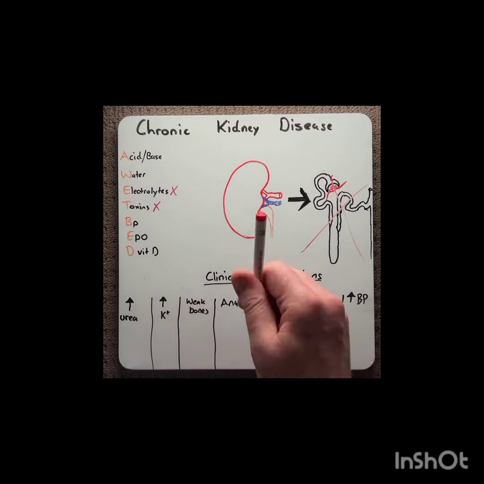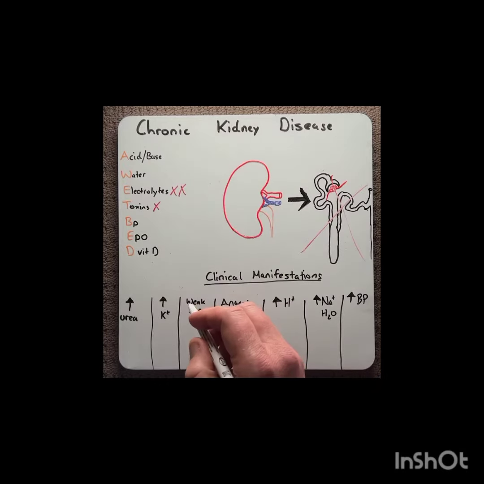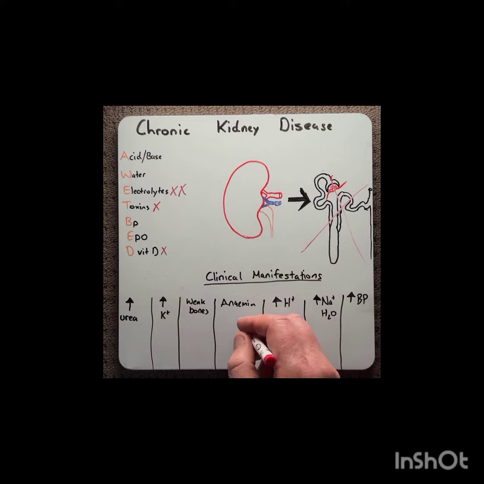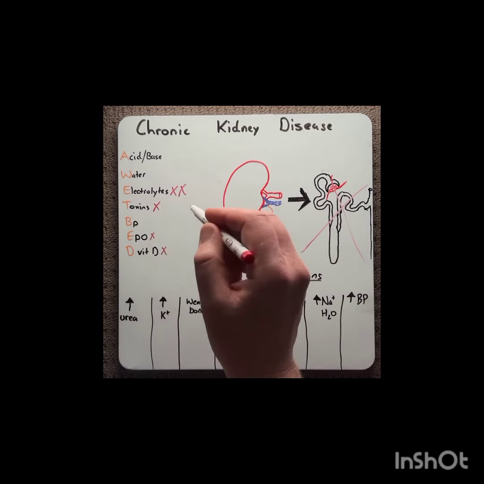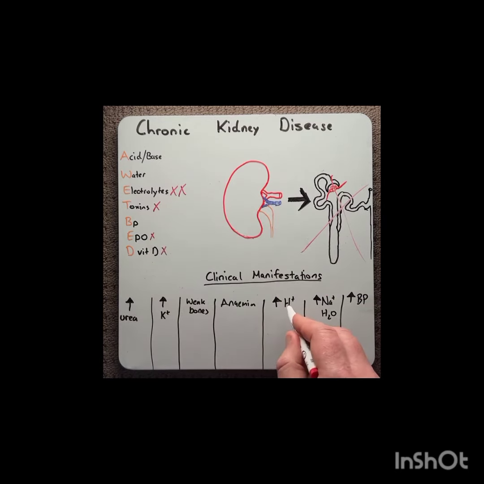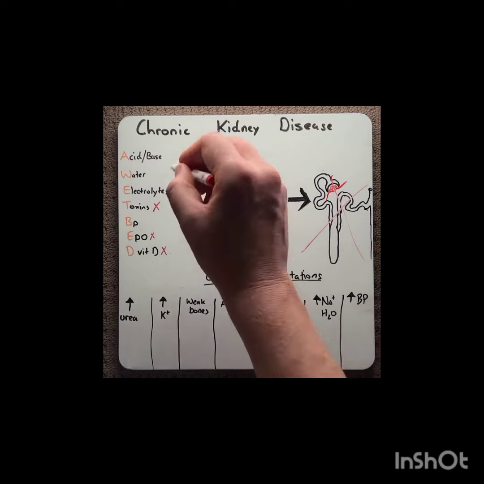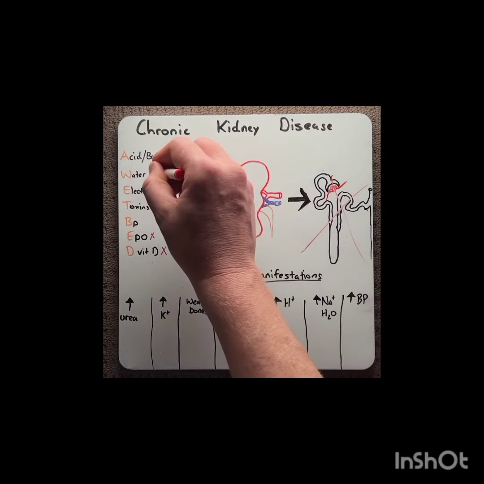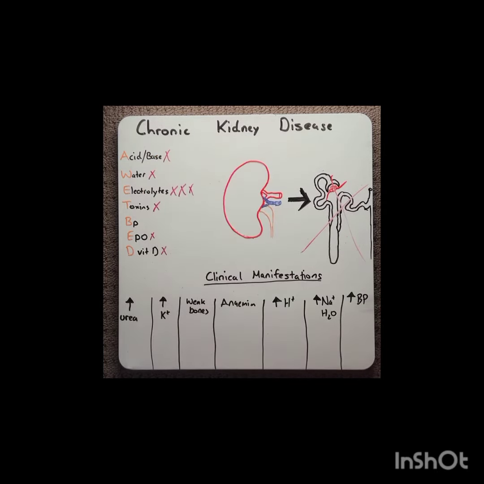Weak bones due to the loss of regulating calcium and phosphate, but also the activation of vitamin D. Anemias due to the reduction in release of EPO. Increase in hydrogen or metabolic acidosis due to the reduction in acid-base regulation. The retention of sodium and water within the body due to water and electrolyte balance disturbances.